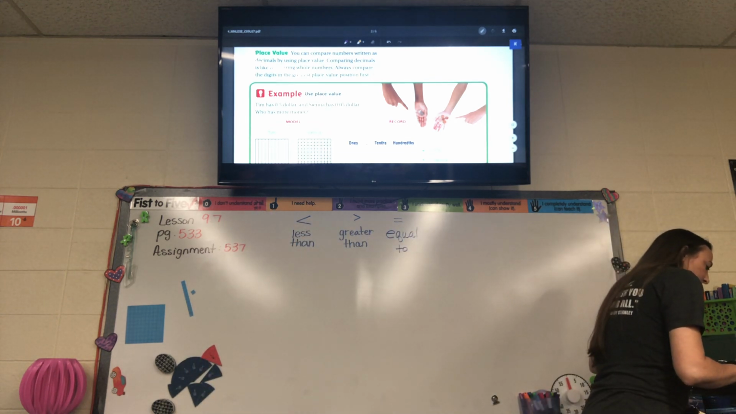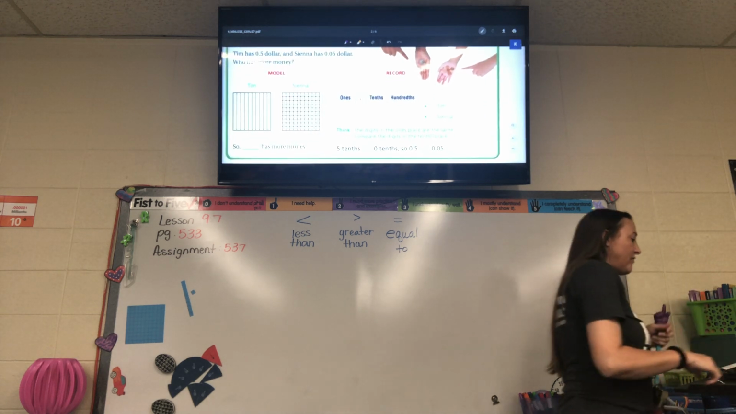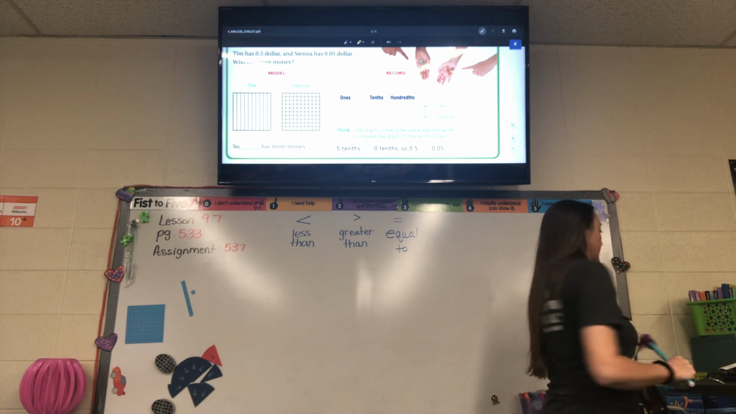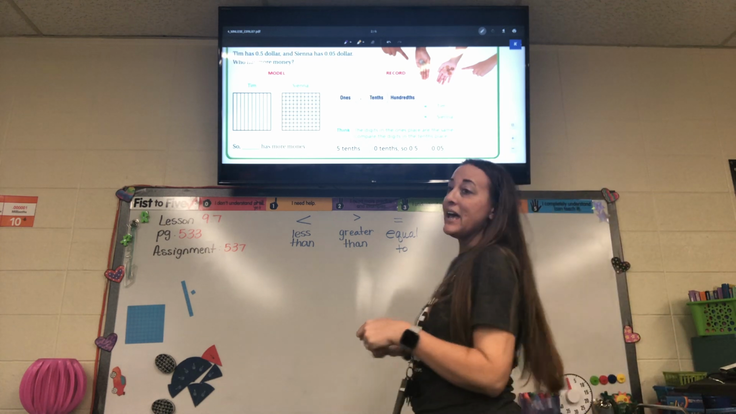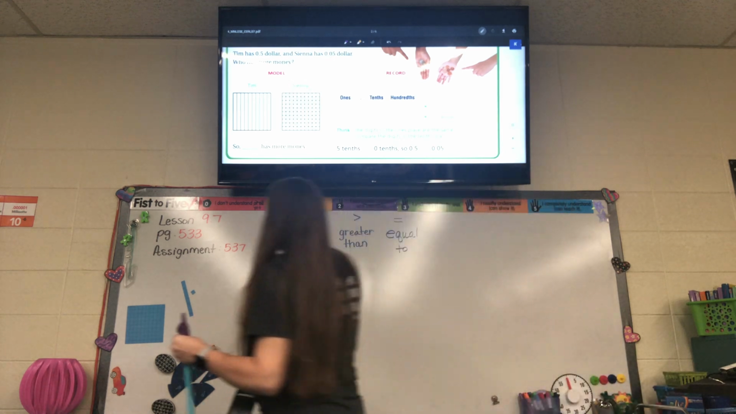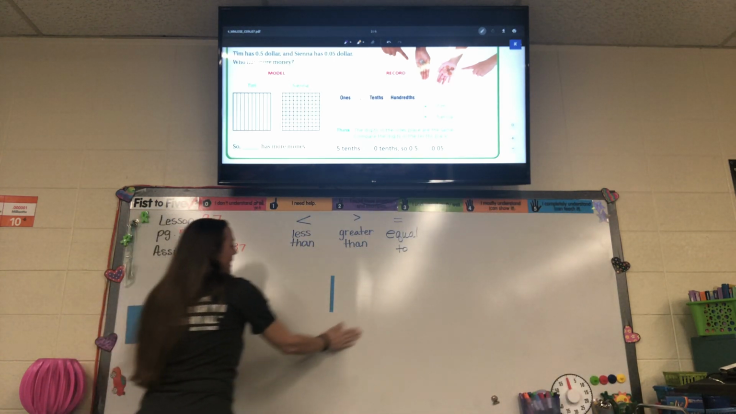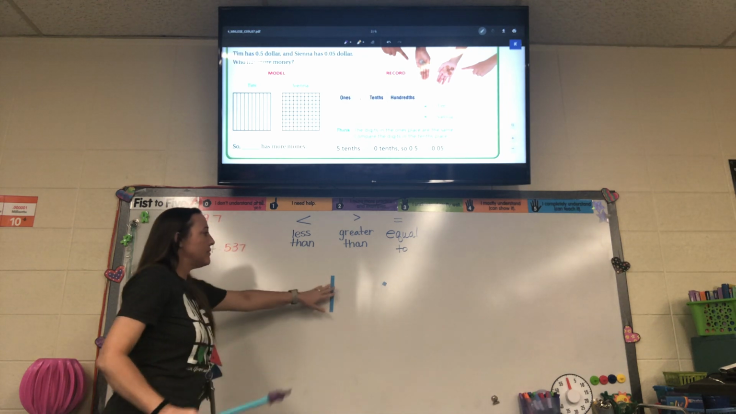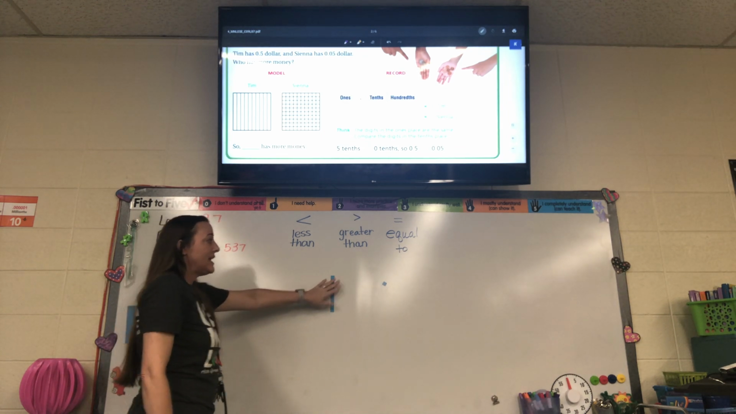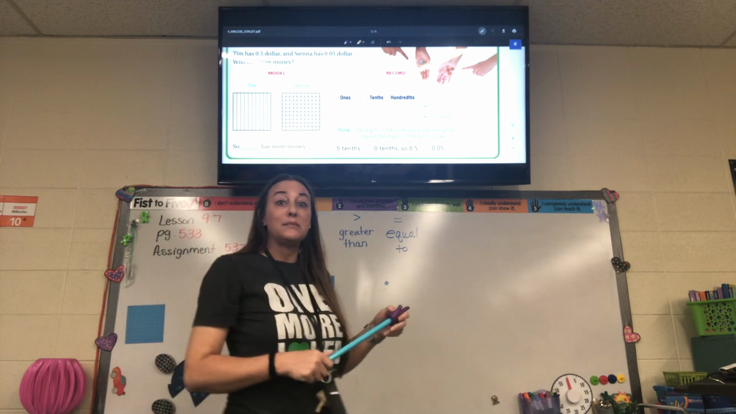Okay, so Tim has 5/10 of a dollar, and Sienna has 5/100 of a dollar. Who has more money? Now remember, a 10th looks like this, and a 100th looks like this. So Tim has 5 of these, and Sienna has 5 of these. Well, it's easy to see that Tim has more.